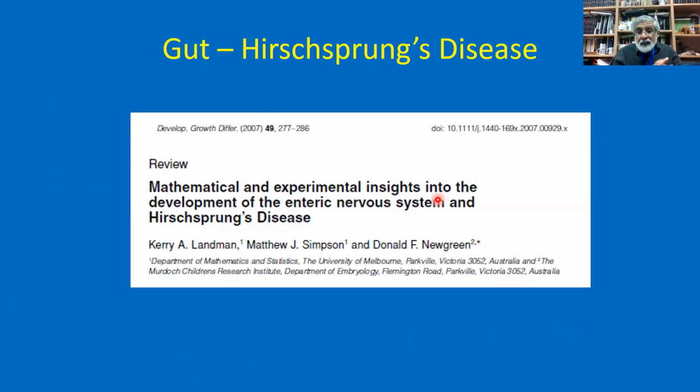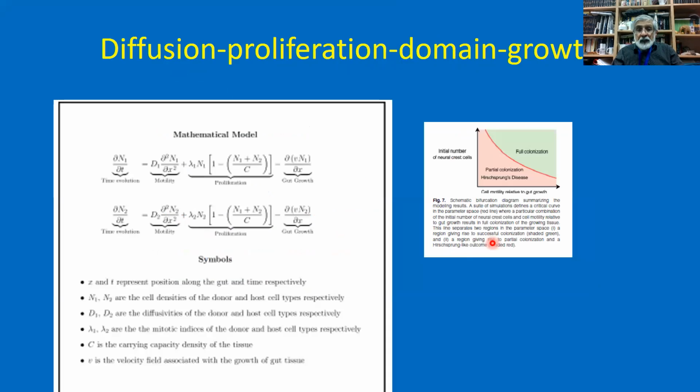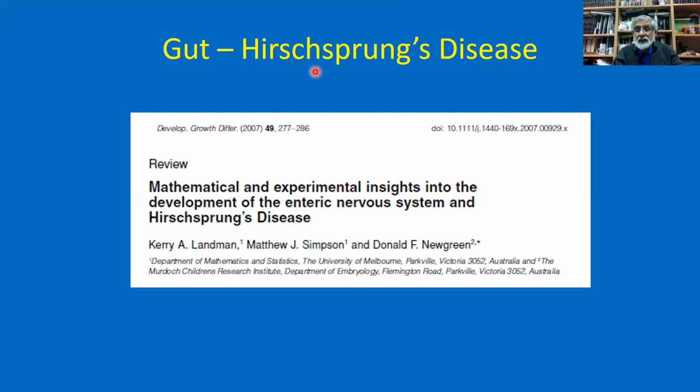Before I talk about the cranial neural crest, just to put it in context, here we have work on the gut. This is by Kerry Landman and Matt Simpson collaborating with the biologist Don Newgreen. The thing that happens in Hirschsprung's disease is that in the gut, the neural crest cells have to reach the end of the gut, and the gut is growing. If they don't reach the end of the gut, this leads to problems that end up resulting in large deformations of the gut.